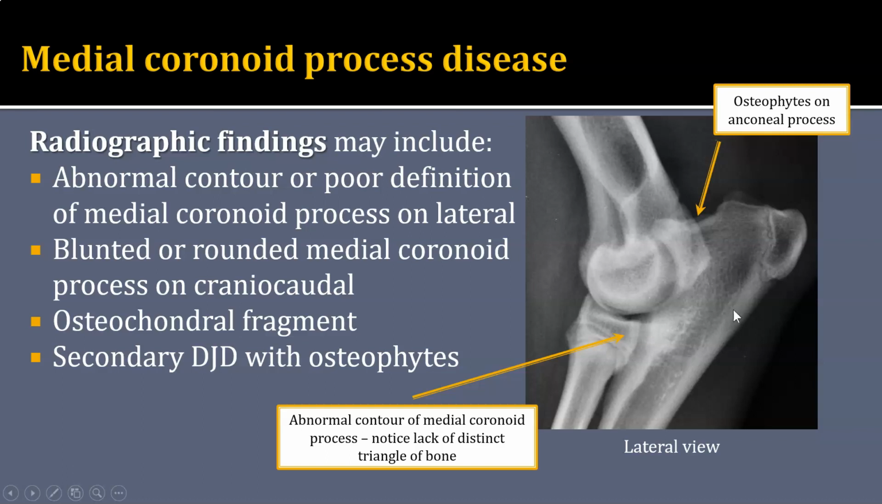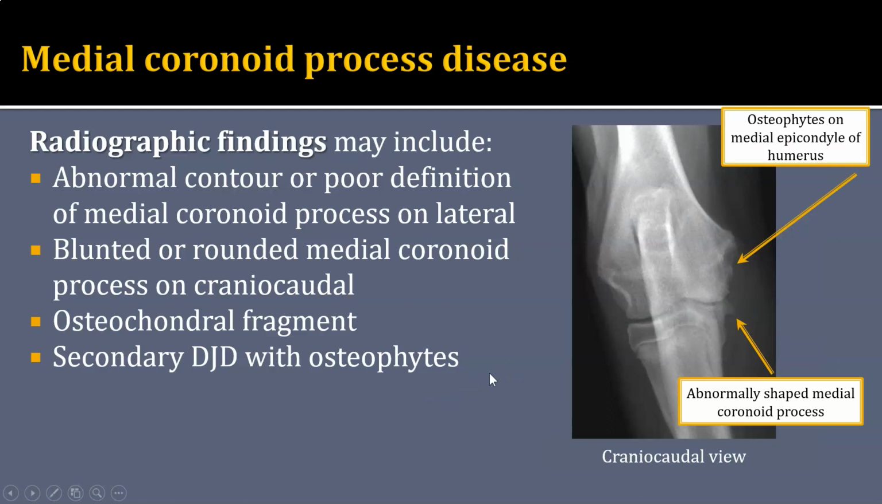On this view, then, the only other things we might be able to identify would be our secondary degenerative joint disease. This patient has a small amount of osteophyte proliferation on the proximal aspect of that anconeal process, and probably a little bit of sclerosis of that ulnar notch.